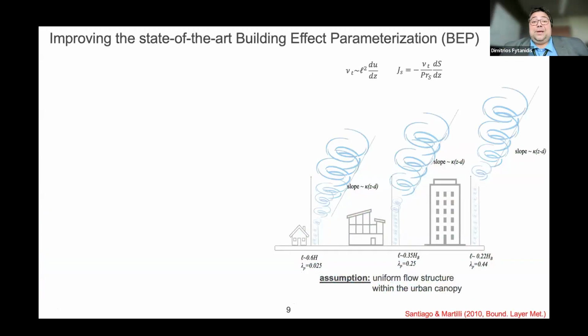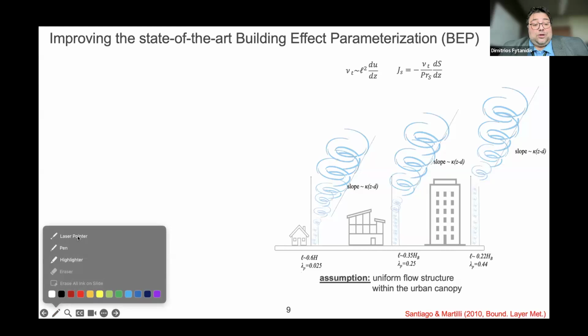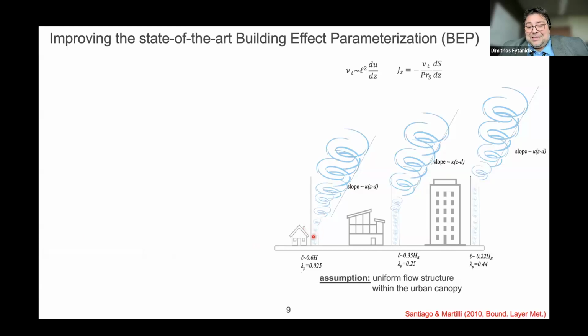Now, this is why building effect parameterization schemes are always useful when we cannot really resolve what happens within the canopies. And one of the most commonly applied closures is the building effect parameterization scheme developed by Santiago and Martilli in 2010. It basically works under the assumption that all the flow and turbulent characteristics below the height of the building are uniform, which means all these eddies representing the flow structure below the building height are uniform, and the size of these eddies is relevant to estimate what is known as eddy diffusivity, which then drives all the momentum, energy, and mass fluxes that we estimate within the canopy.